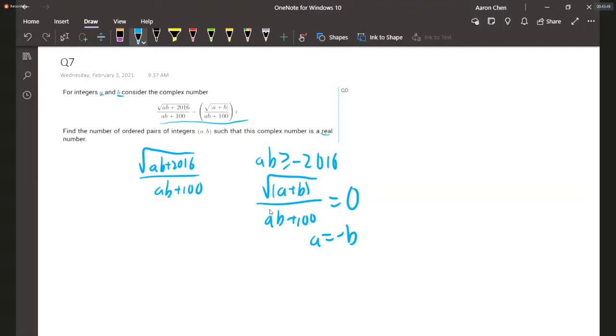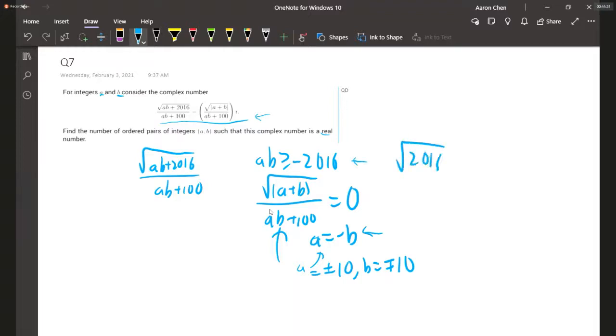But you can't just directly find all pairs of a and b such that a equals negative b because of the denominator. If the denominator is 0, then this number isn't a real number. In this case, it's only 0 if a is positive or negative 10 and b is negative or positive 10. And so otherwise, you just have that ab is greater than negative 2016.